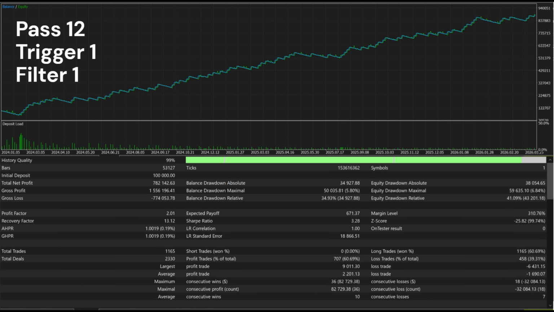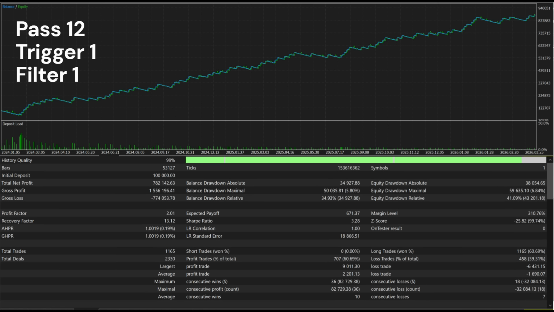Now let's take a look at the result for Pass 12 without compounding. Using the same Trigger 1 and Filter 1 configuration, the strategy delivers a steady and consistent equity curve. Starting from an initial deposit of $100,000, the system generates approximately $780,000 in profit, bringing the account to around $800,000.